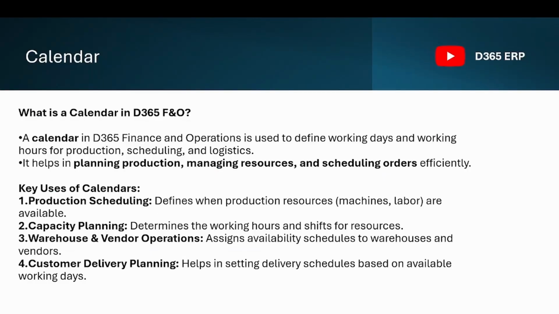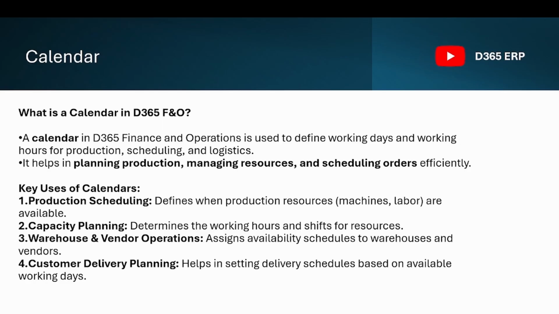So what is a calendar in Dynamics? A calendar in Dynamics F&O is used to define working days and working hours for production, scheduling and logistics. So a calendar in Dynamics is used for planning production, managing resources and scheduling orders. These three important operations are done based on the calendar created in Dynamics. I have also mentioned the key uses of the calendar in this slide.